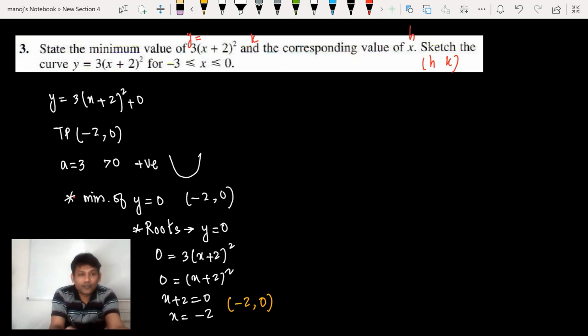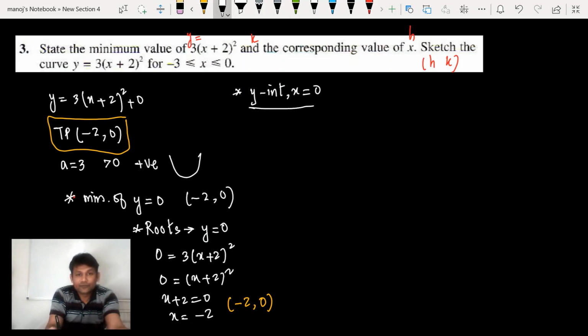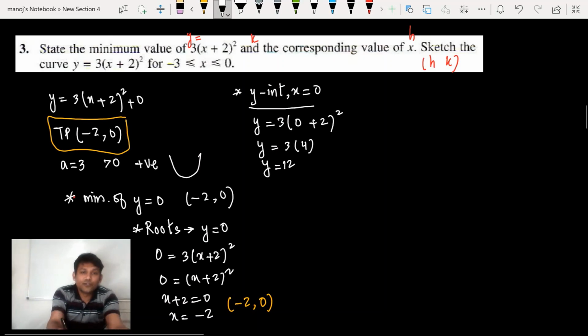Okay, turning point is there. I want turning point, roots, and third is what? We need the y-intercept. Y-intercept means x is 0. Equation is y equals 3 times, I'm putting the value here, 0 plus 2 whole square. y equals 3 times 2 square, which is 4, and y equals 12. So it means you have 0, 12.